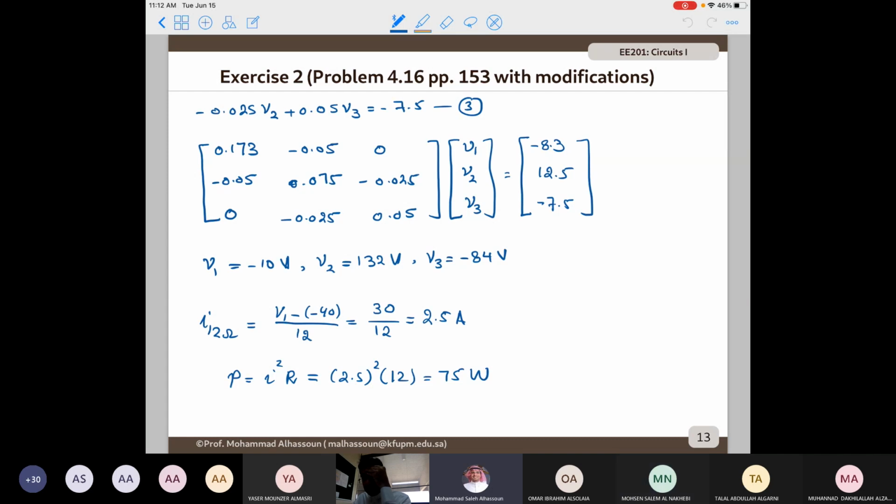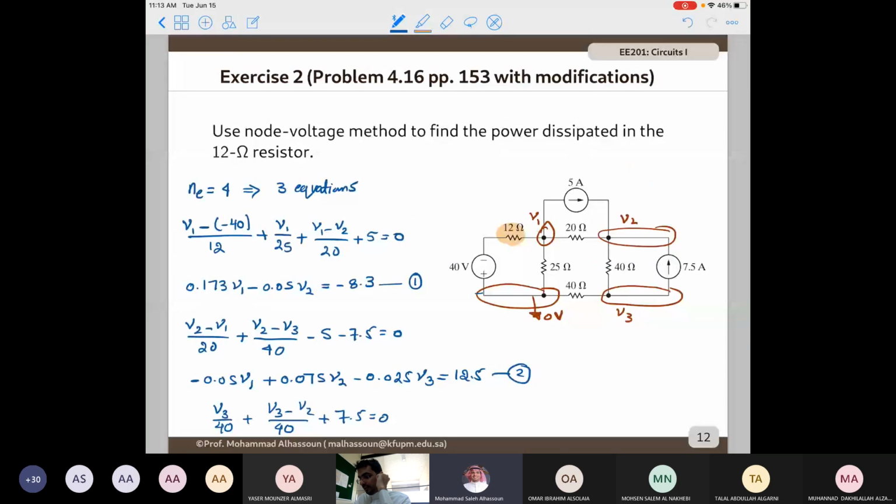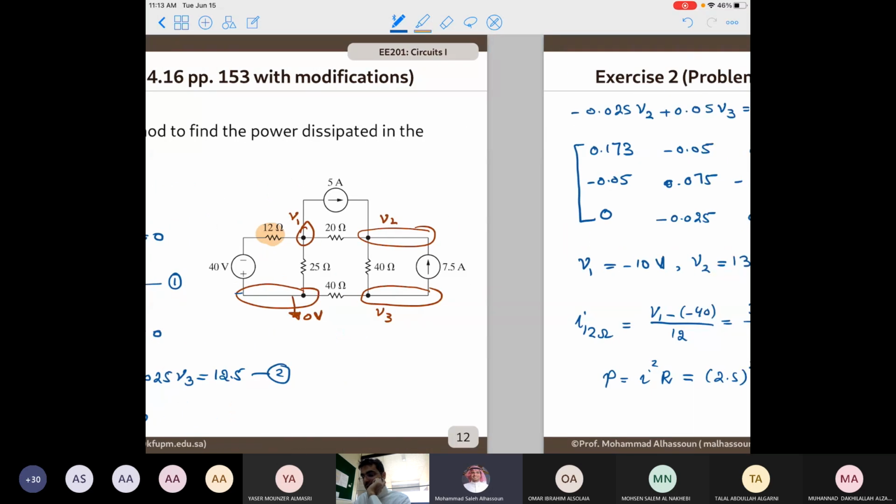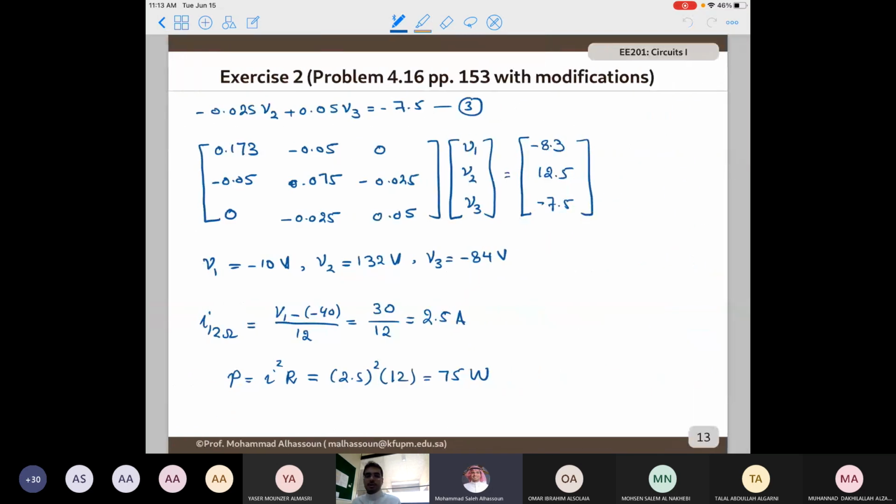It doesn't matter actually, because you're going to square it. It turns out that our assumption is correct because we got a positive value. So here we assume that the current is going from V1 to the 40 volt. And we got a positive value, which means that our assumption is correct. Okay. Very good.